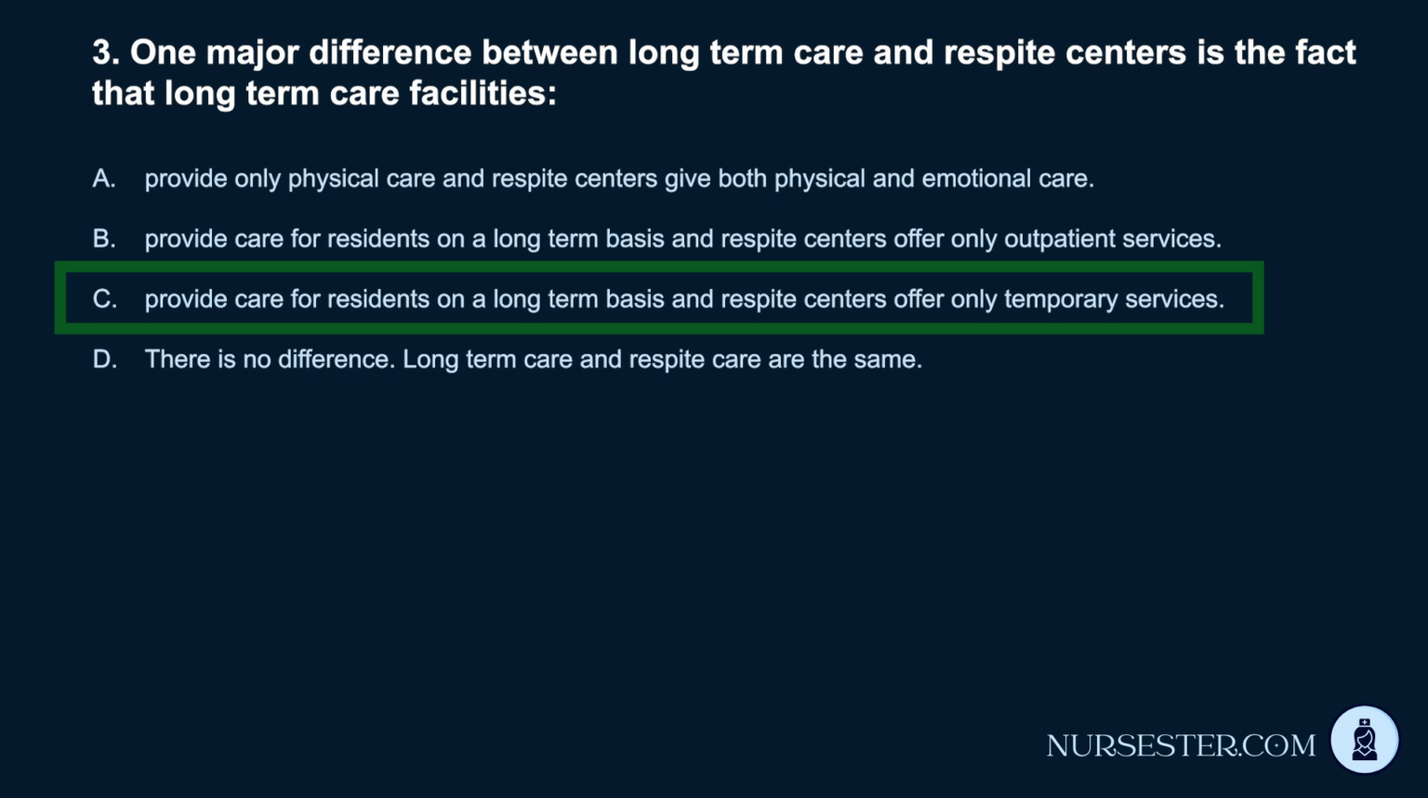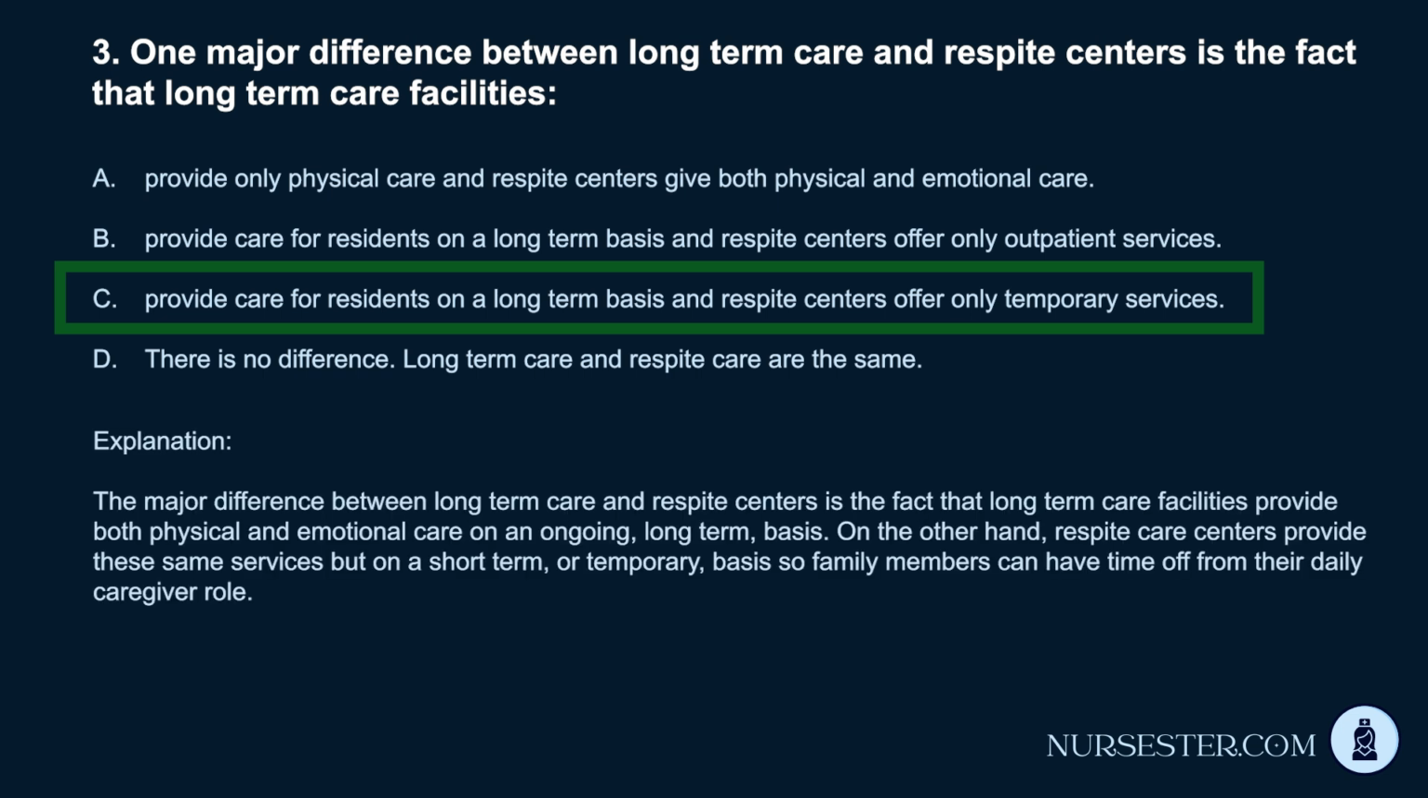Correct answer: C. Provide care for residents on a long-term basis and respite centers offer only temporary service. The major difference between long-term care and respite centers is the fact that long-term care facilities provide both physical and emotional care on an ongoing, long-term basis. On the other hand, respite care centers provide these same services but on a short-term, or temporary, basis so family members can have time off from their daily caregiver role.